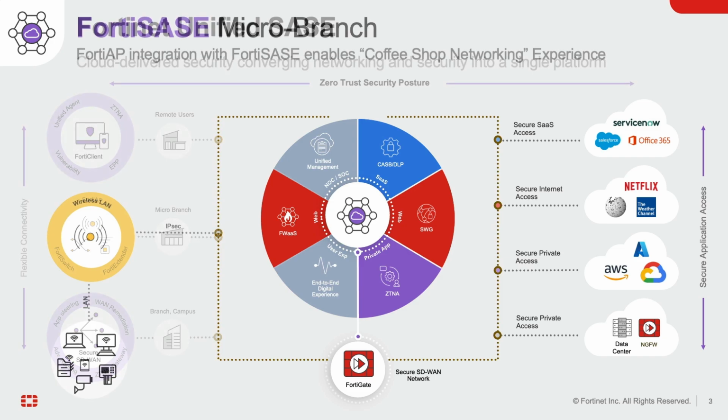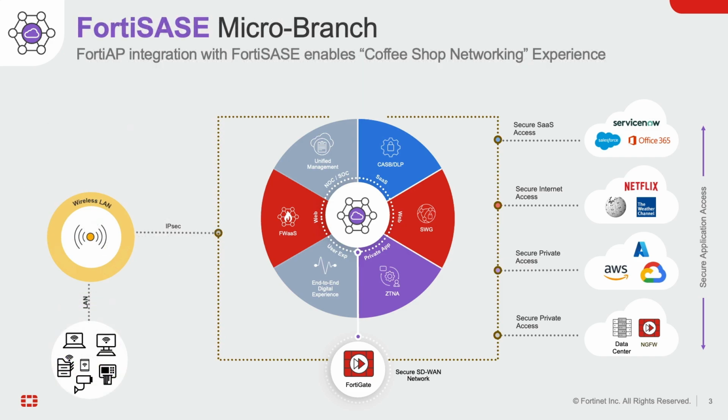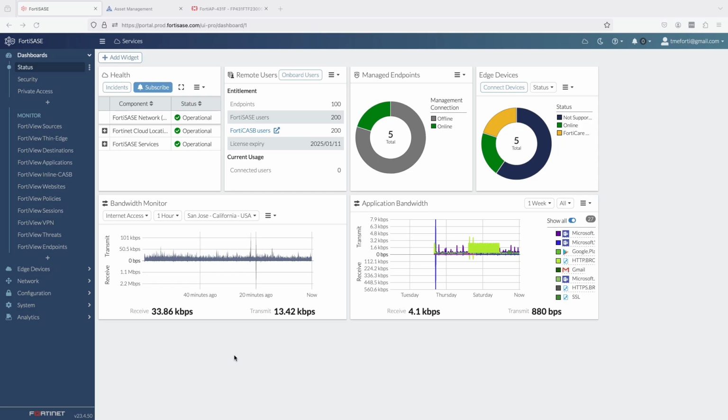With FortiAP integration, microbranches become the layer 2 extension of the FortiSASE cloud, and traffic from all users and devices gets directly steered to the nearest POP without requiring any endpoint agent. FortiCloud supports zero-touch provisioning of FortiAPs, and once onboarded, the configuration and management of the APs is handled within the FortiSASE Cloud Console. With that, let's get started with the demo.